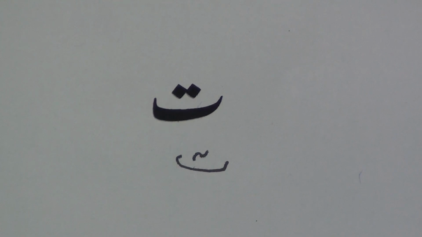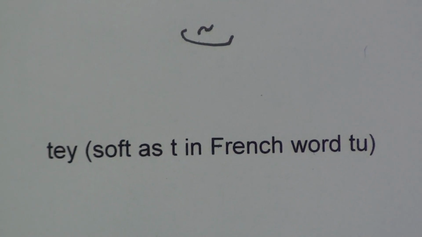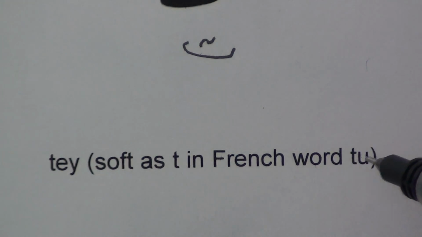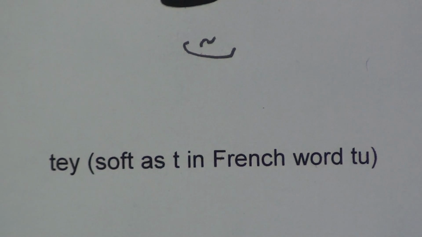Fourth letter of Urdu alphabet is Te. Native English speakers may confuse it with Te, which is another letter. This is Te. This is a soft ta sound, as in French word tu, tu, tu. This is as soft as French T. So this is te.